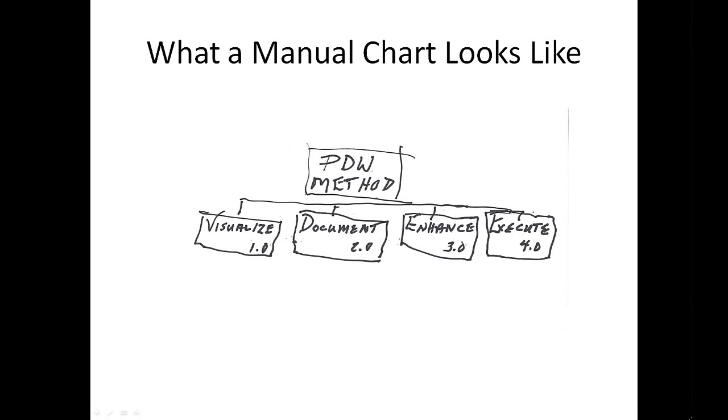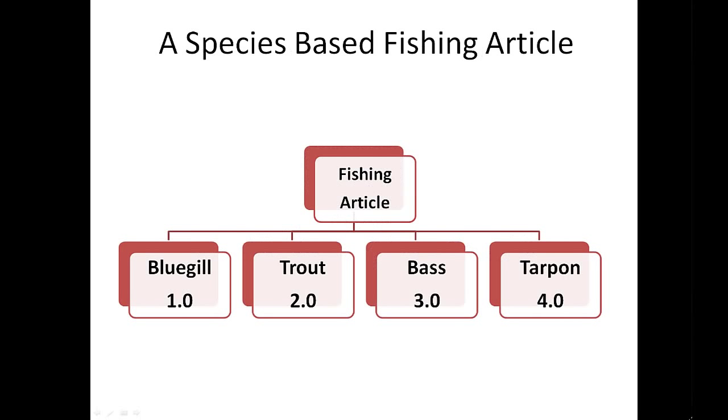Let's have some fun and imagine that we have been asked to write an article for the company newsletter on fishing. I have only tried fishing for 4 species of fish, namely bluegill, trout, bass, and tarpon, so I decide that I will write about them. Therefore, this is what my visualization of the article on fishing looks like. This is a high-level picture of what I want to write about.